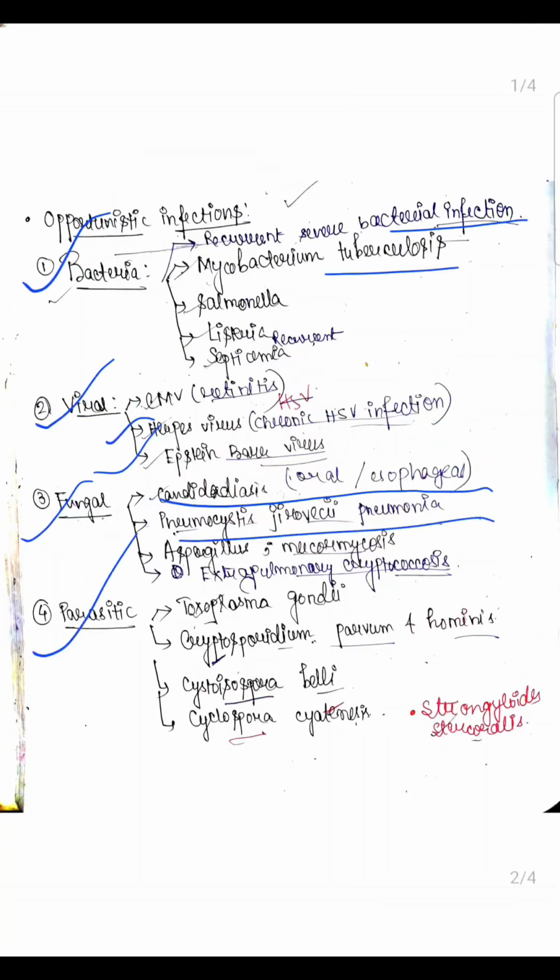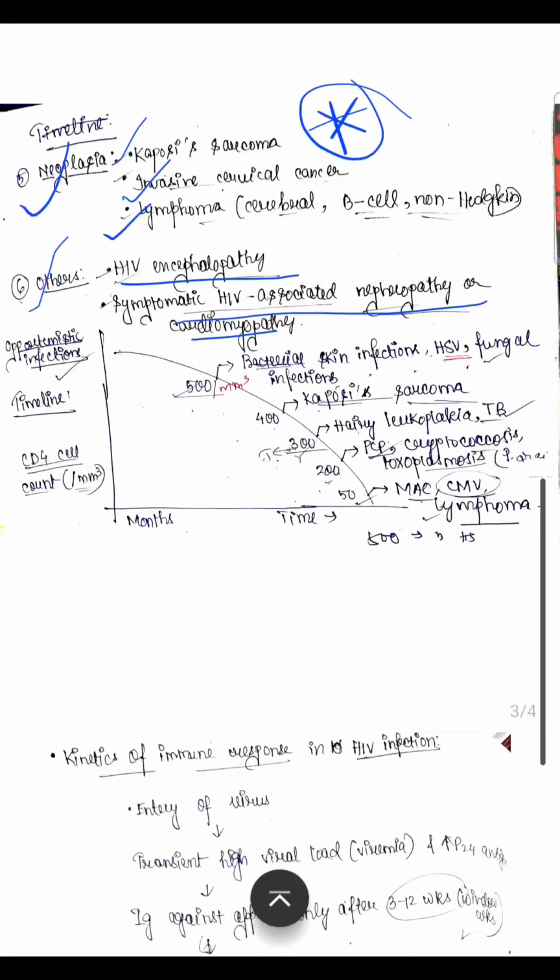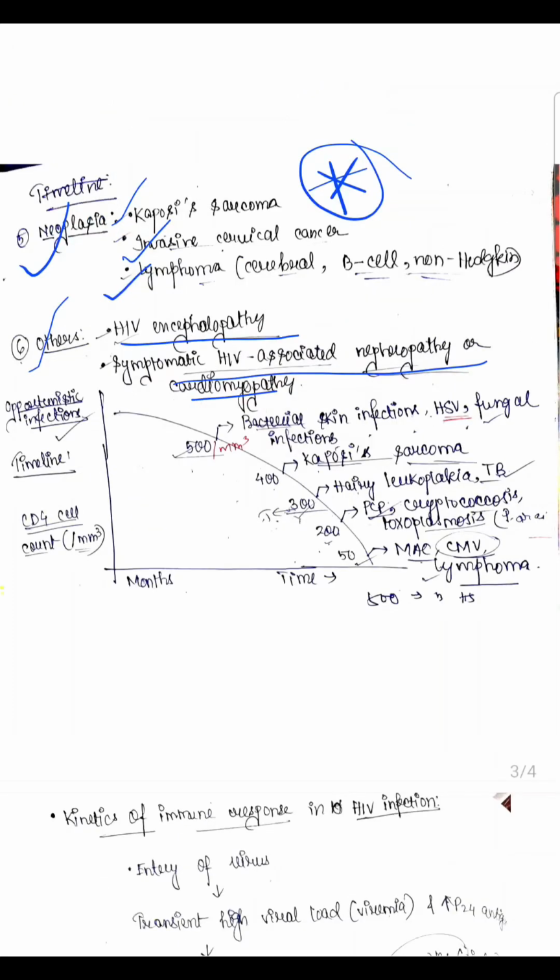Okay, now we will be moving on to the very important graph which we can see here. Based on the CD4 cell count, we see the graph is declining. Why is the graph declining? The graph is declining because the CD4 cell count is declining. As time is passing by, the CD4 T cell count is decreasing.